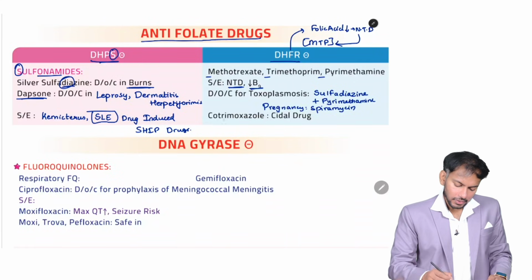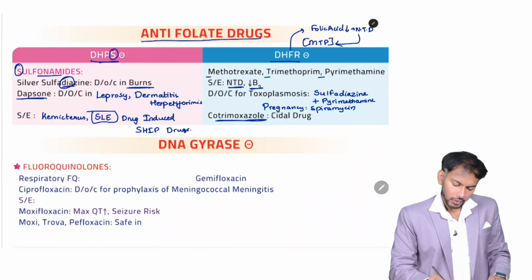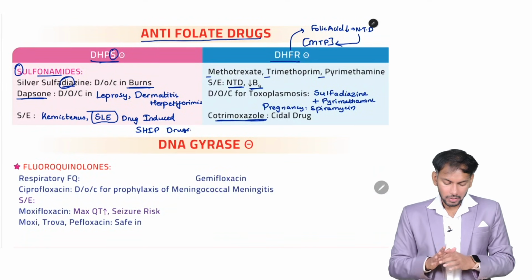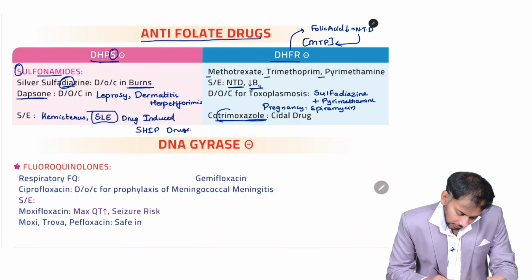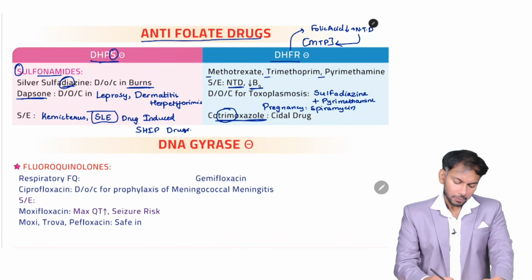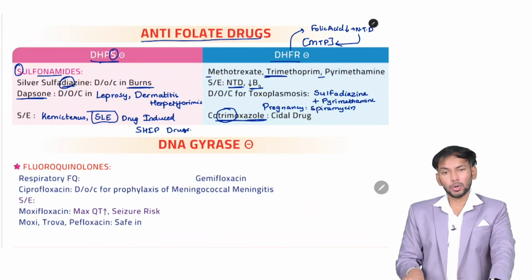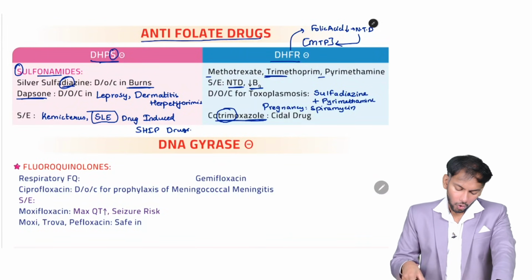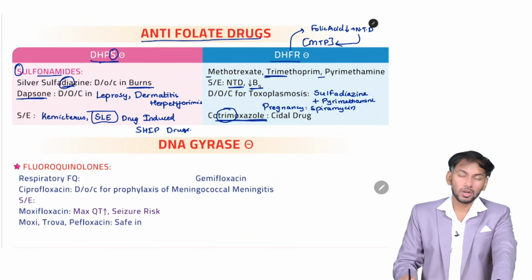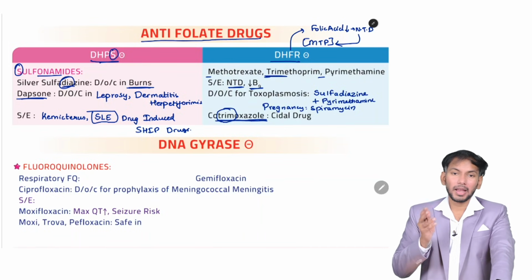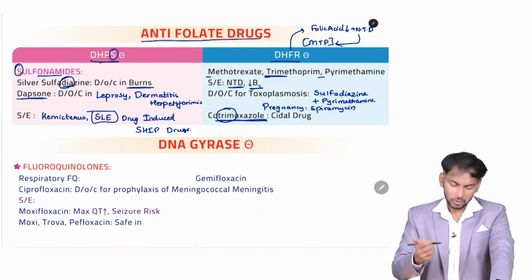Now, there is something known as cotrimoxazole. Yes. Here you mix two drugs. Which two drugs? See here, trim. You are mixing trimethoprim with sulfamethoxazole. So, you are mixing both of them and it will form cotrimoxazole. That is what is given.